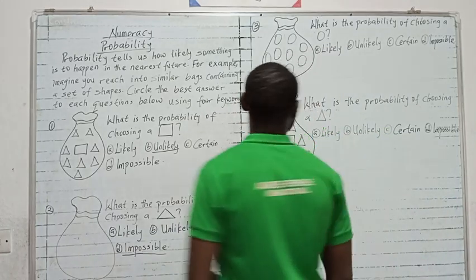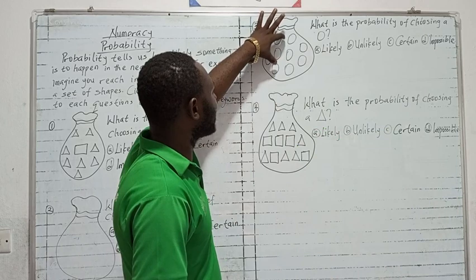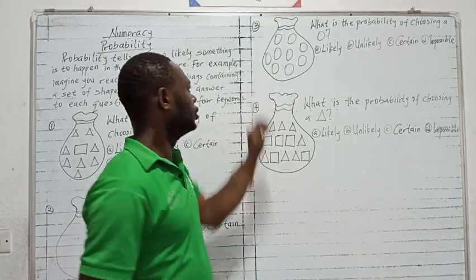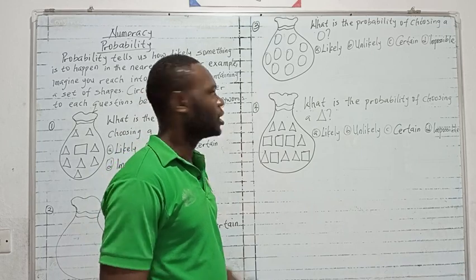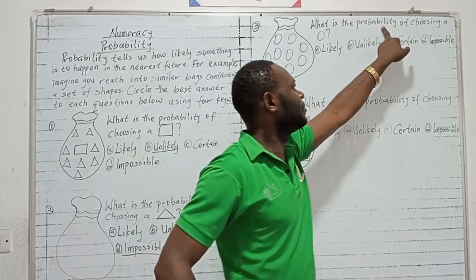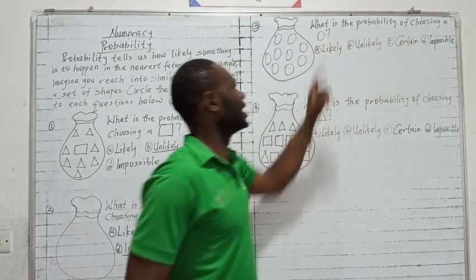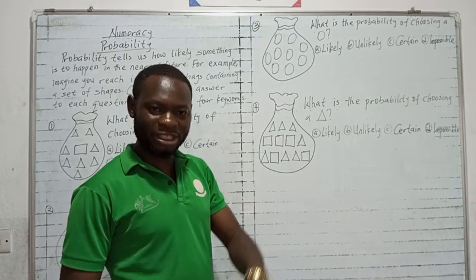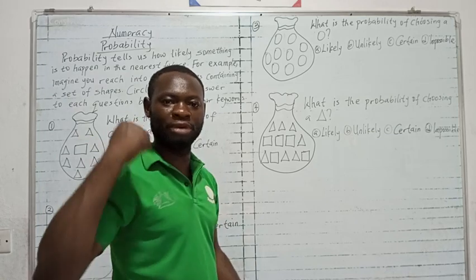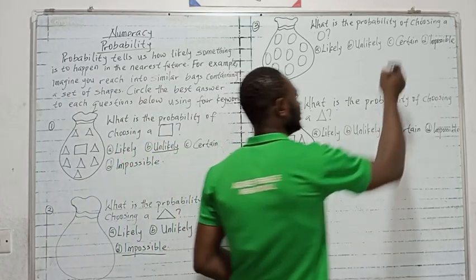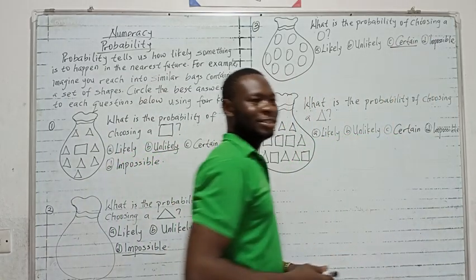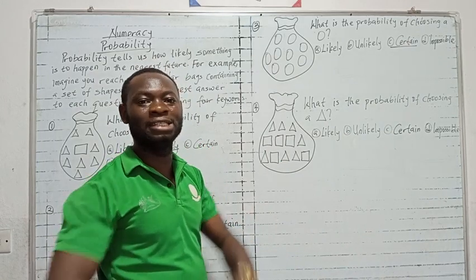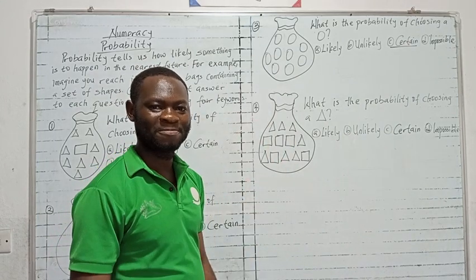Alright? Now looking at number 3, we see that this bag contains only circles. No other shape. Only circular shapes. And the question says, what is the probability of choosing a circle? What do you think? It has only circular shapes. So what is the probability that when you dip your hand and bring out a circle? It is certain. It is certain that we'll get a circle because the bag only contains circles.